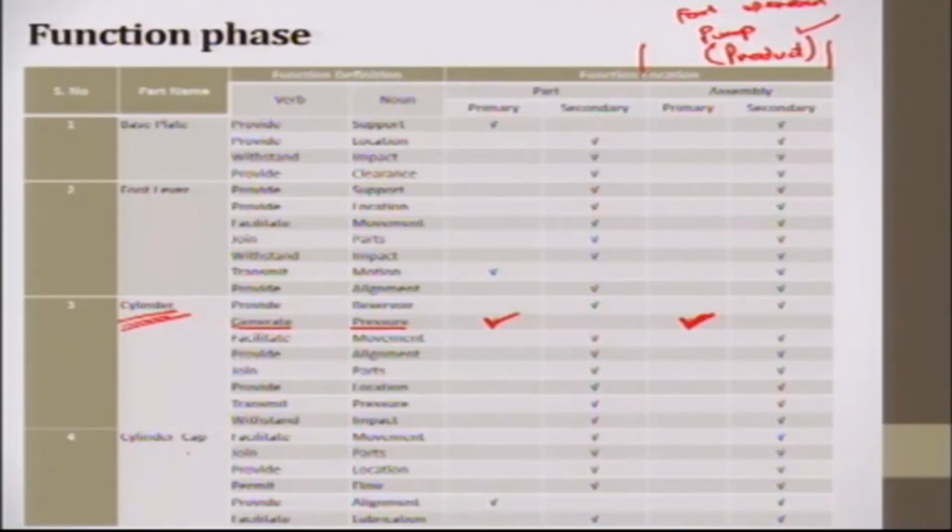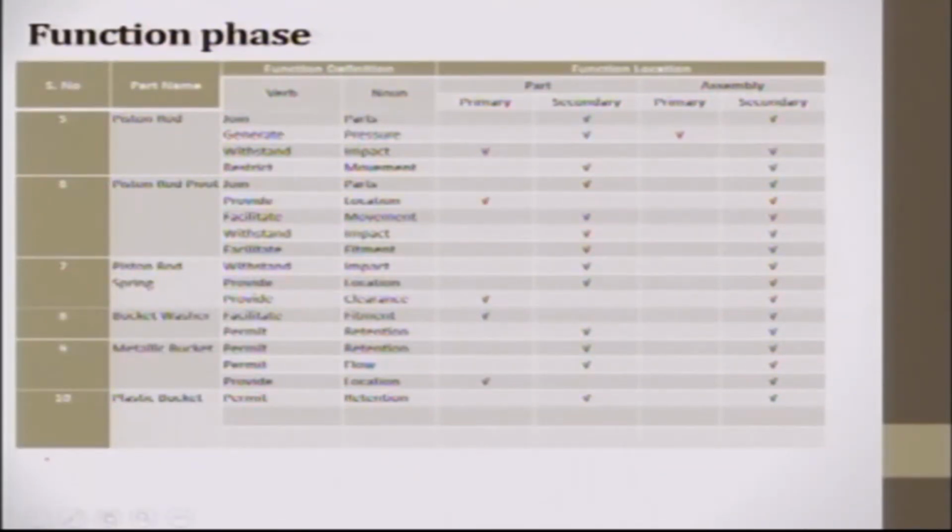Now next is cylinder cap. Also you can see the various functions here. So I have just selected 10 components here. The whole other components would be provided to you in the notes. So we have piston rod. Piston rod also has this function, primary function.